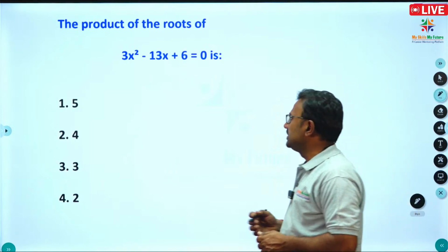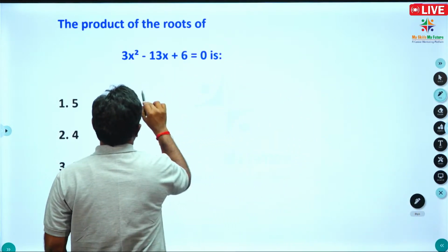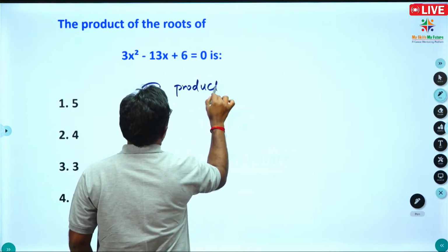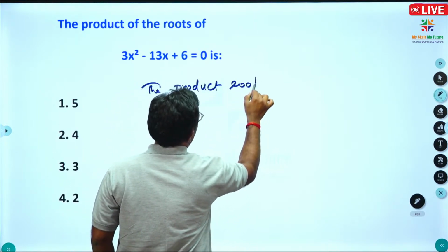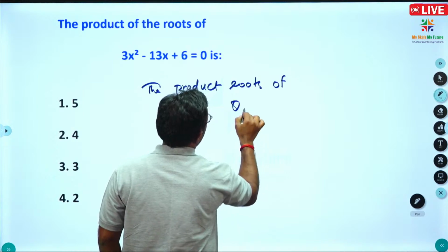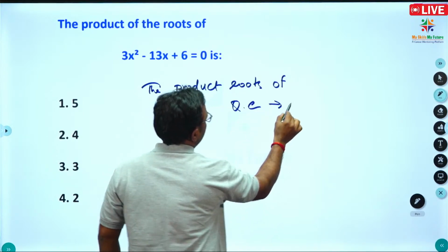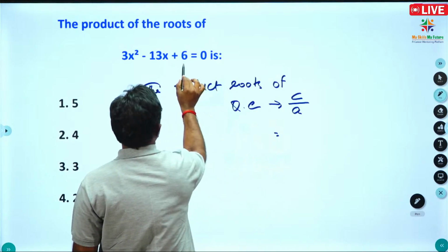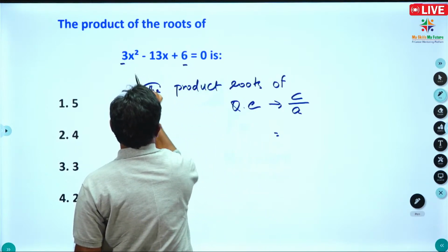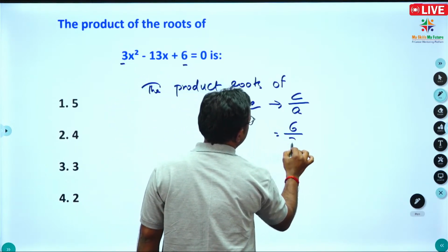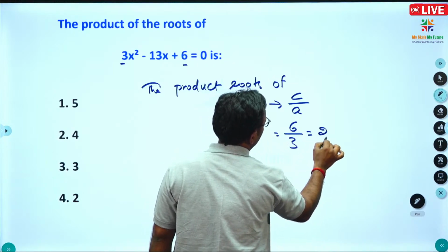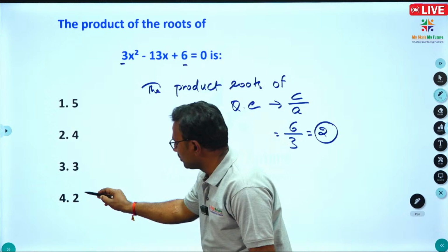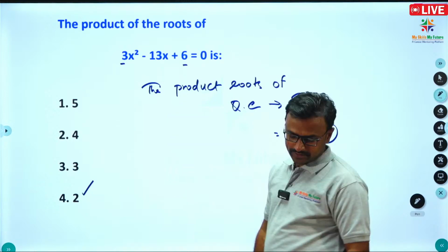The product of roots of a quadratic equation, we have the formula directly: the product of roots of a quadratic equation is C by A. So here C is 6, A is 3. So 6 by 3 is nothing but 2. Okay. So I think option 2 is right. Right. Shall we move to the next question?